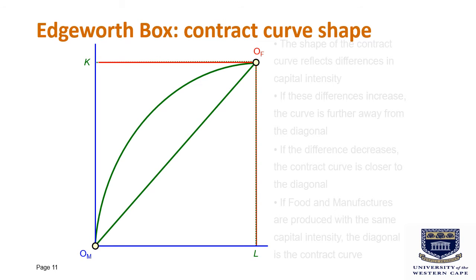So we see here is a diagonal OM and OF. That diagonal that is drawn from OM to OF represents the idea when the capital to labor ratio is equal to 1, meaning we use equal amounts of capital and labor. So that would be a contract curve in that sense. But if the capital intensity increases, the further away we will lie from the diagonal. So the closer towards that K letter we would move. So we'll move more towards the top left-hand corner. So that is just showing capital intensity increase and how a contract curve is affected by the capital intensity.